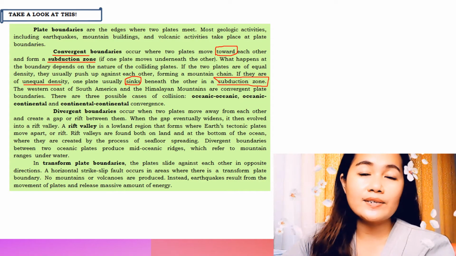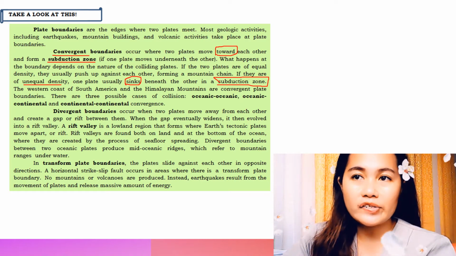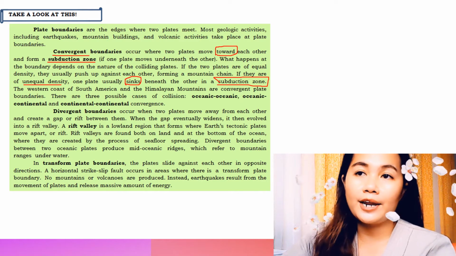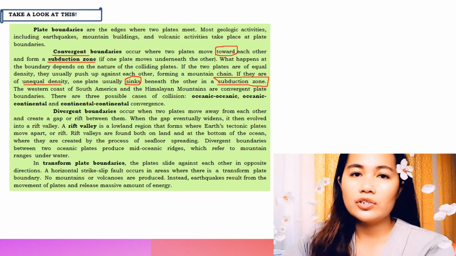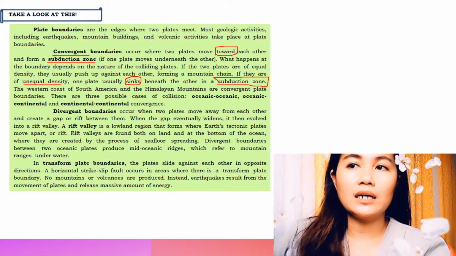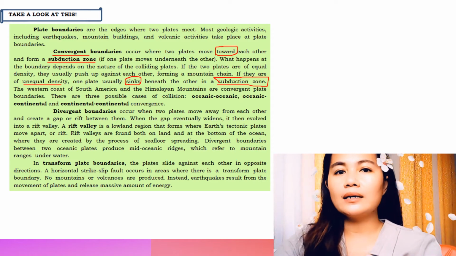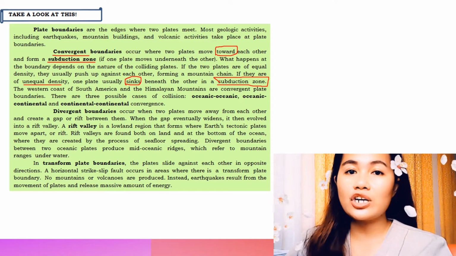Examples are the west coast of South America and the Himalayan mountains in between Russia and Europe or China and Europe. They are convergent plate boundaries. So, naitulo ka possible nga cases of collision or panagbangga sa convergent boundaries. Una, pwede ang magbangga kay oceanic plate and another oceanic plate.